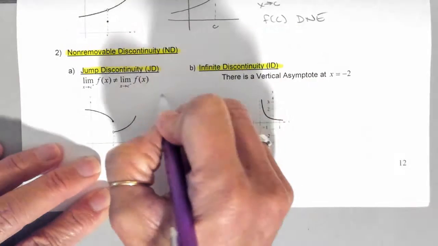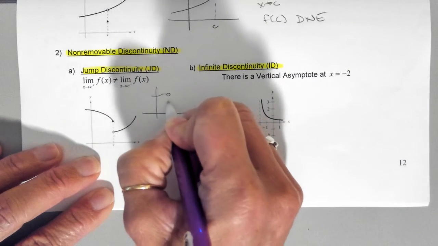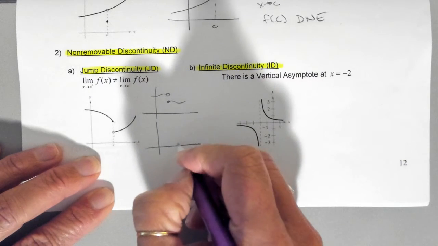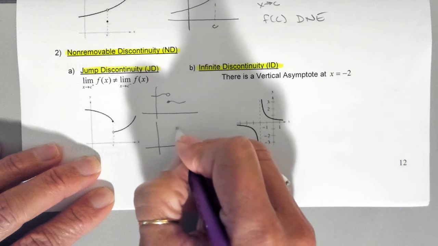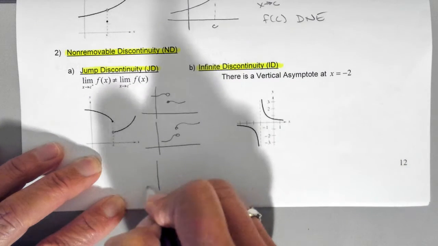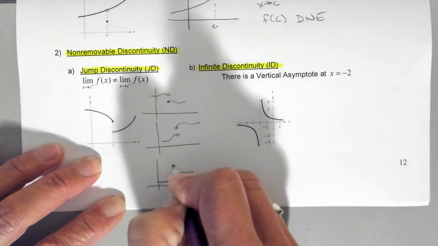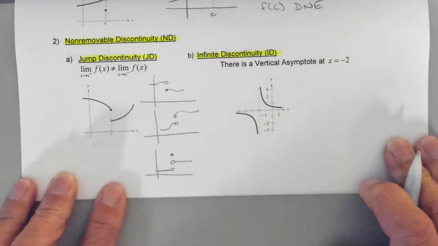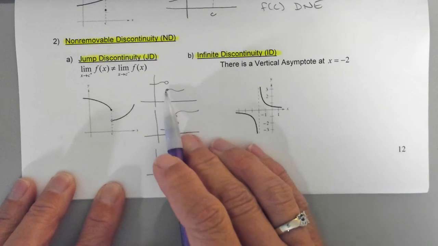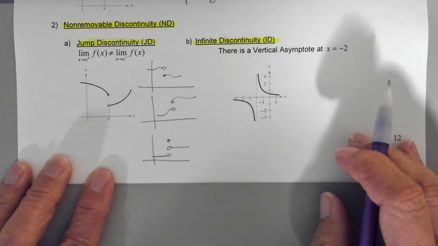Okay? So you could have a graph that looks like this. You could have a graph that looks like this. You could have a graph that looks like this. These are just ridiculous graphs, but these are all just possible scenarios. Either way, you have a jump in here. f of c might not even exist. Here you have f of c. Here you have f of c. Here you don't have one. But either way, the limits are not the same.